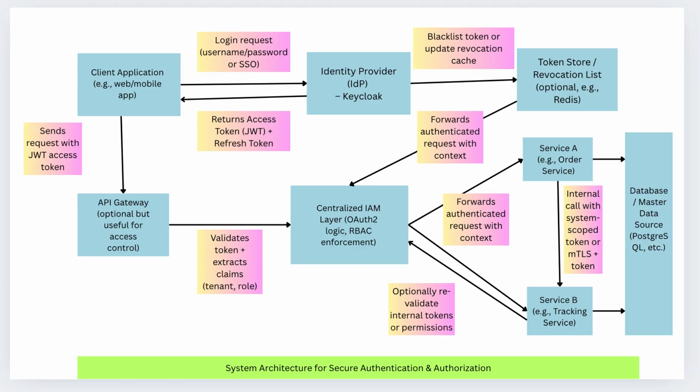Here we have the core of the authentication system, which is a centralized IAM layer. It reads claims like role, tenant ID, and scope from the token, then enforces access rules. Instead of embedding this logic in every service, we use this centralized layer to enforce consistent policy application, possibly powered by OPA, Open Policy Agent.